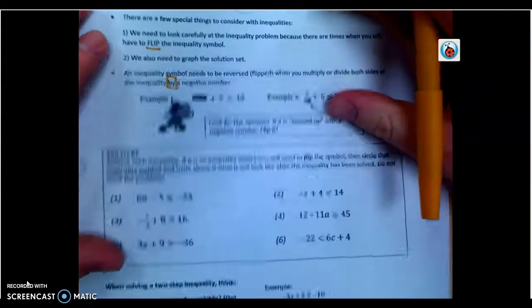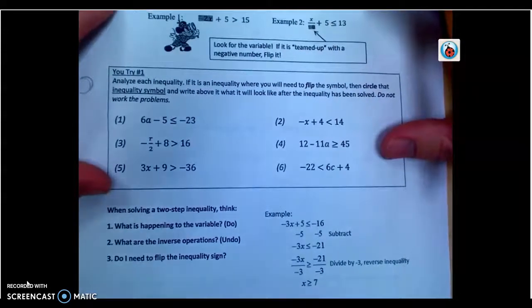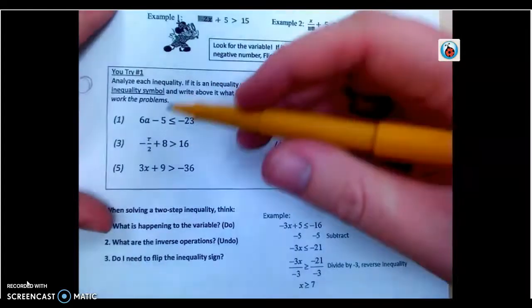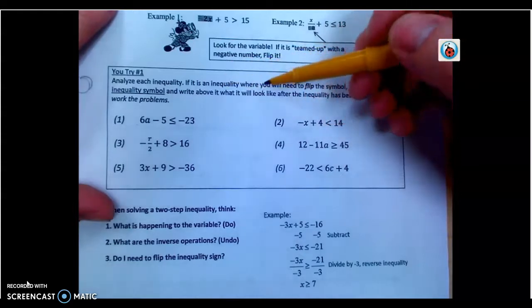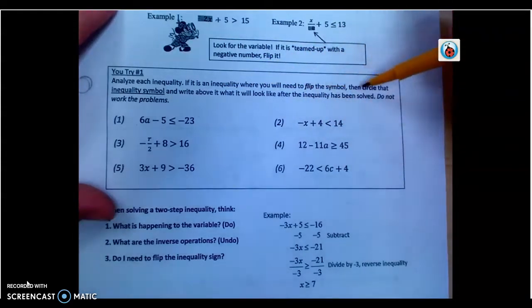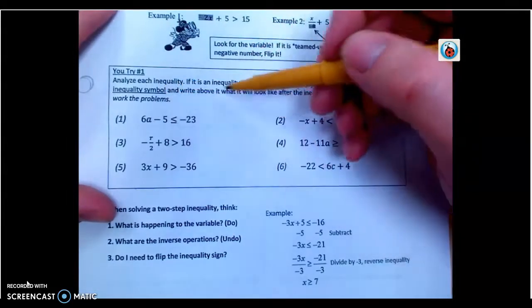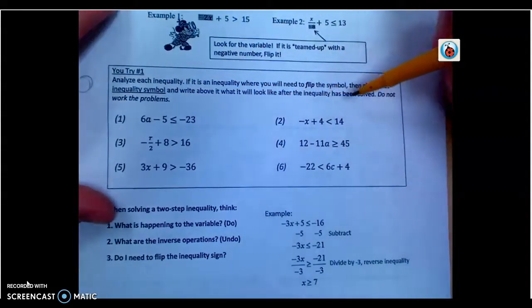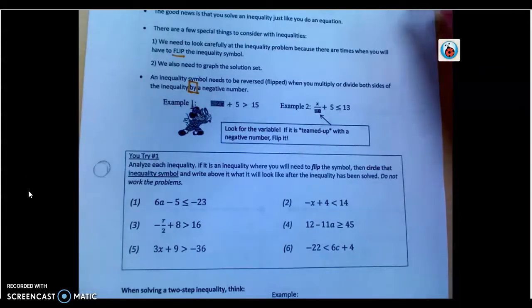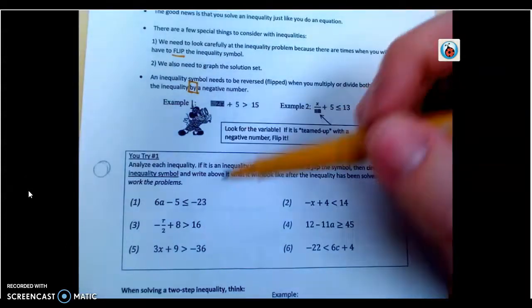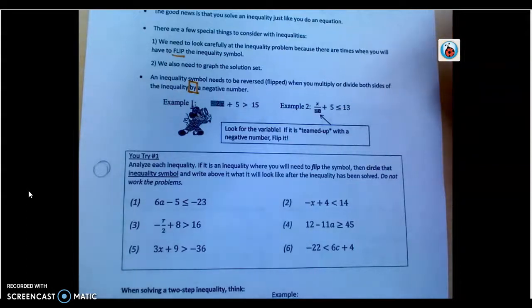So as your first "you try," I would like you to analyze each inequality. You have 6 of them here. If it is an inequality where you need to flip the symbol, then circle that inequality symbol and write above it what it will look like after the inequality has been solved. Do not work the problems. Go ahead and try the problems on your own now. You are just circling the inequalities of the problems that you will have to flip. Remember to look for the ones that are teamed up with negatives. Go ahead and try. And when you're done, you can unpause the video and check your answers.